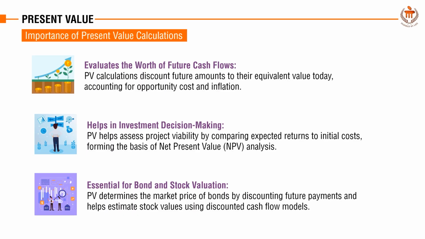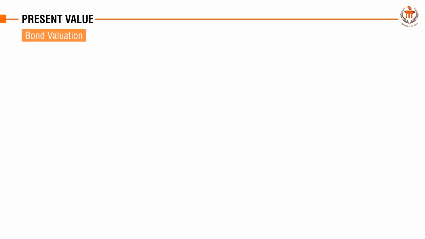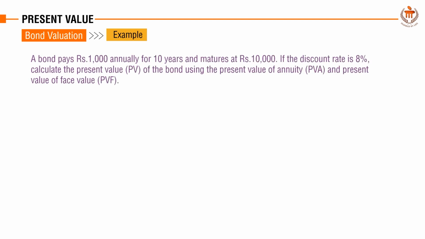PV plays a critical role in valuing financial securities like bonds and stocks. For bonds, the present value of the future coupon payment and the face value determines the market price. Similarly, stock valuation often uses discounted cash flow models to estimate the intrinsic value based on expected dividends or earnings. Let's consider an example of bond valuation. A bond paying rupees 1000 annually for 10 years and maturing at rupees 10,000 with a discount rate of 8%. Calculate the present value of the bond.